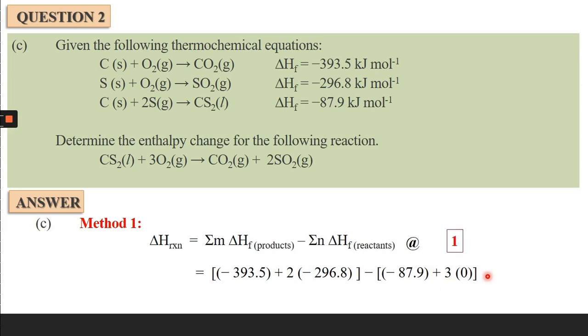So you will get your answer to become negative 899.2 kilojoule. So in this case, there is no mole minus 1. And these are the marks for this question.